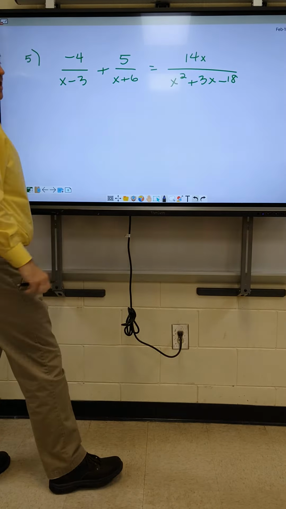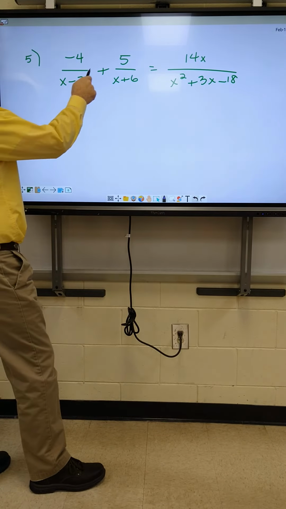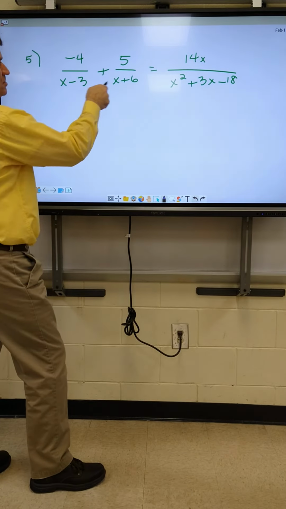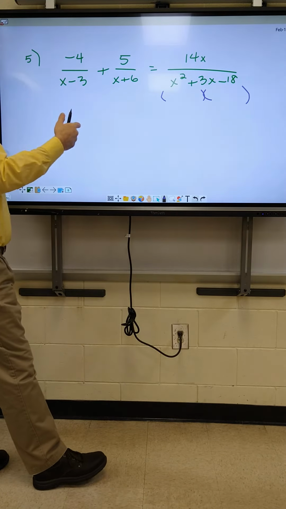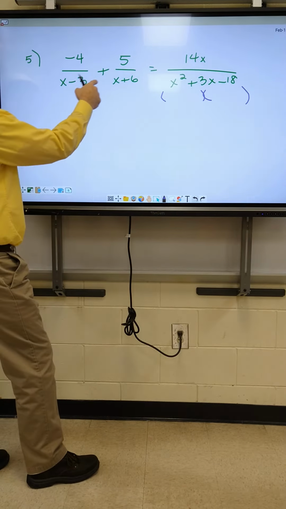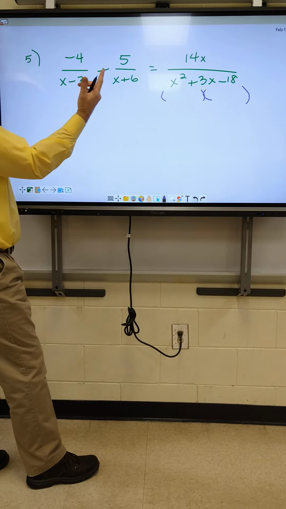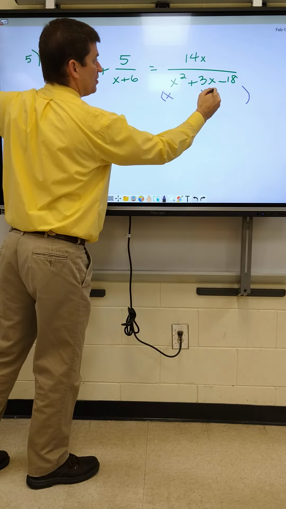All right, on 5. Okay, remember, find the one that's got the x squared on the bottom. So it's this one, and you got to factor that out. Now, the good thing about most of these problems, when you factor it, it's going to be what's on the bottom of the other two. You can check it to make sure.